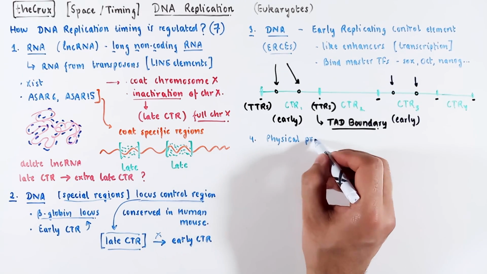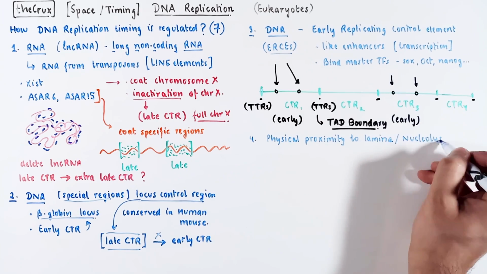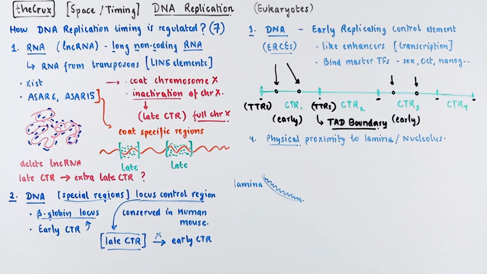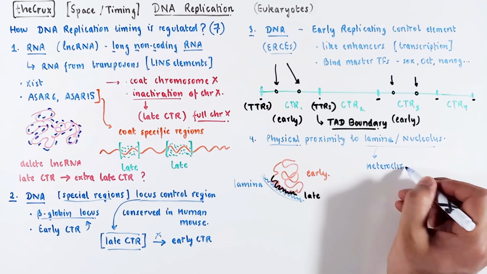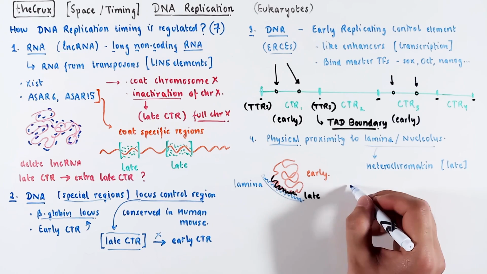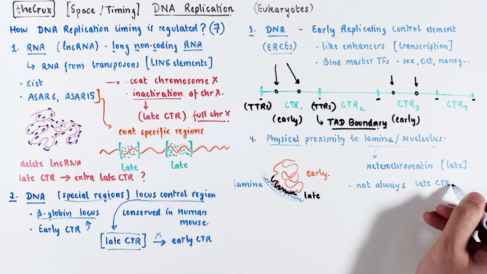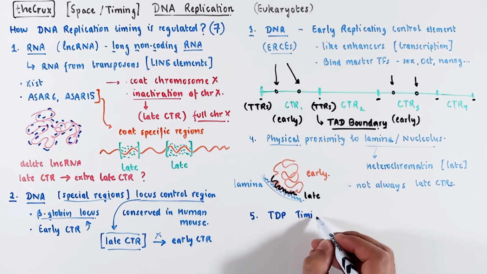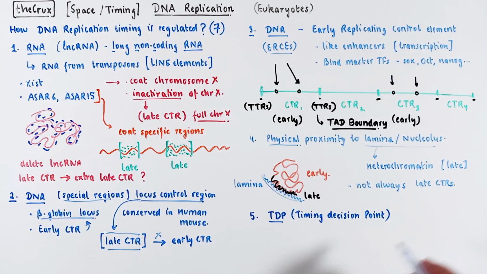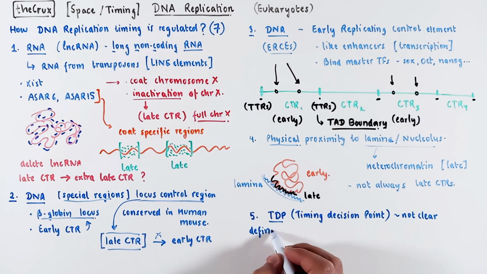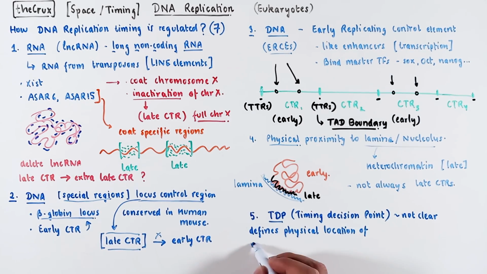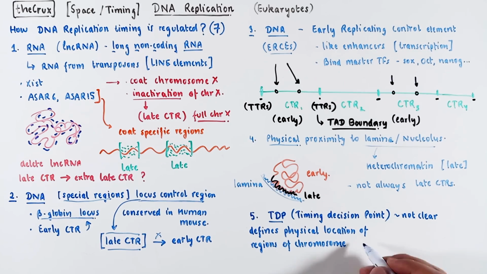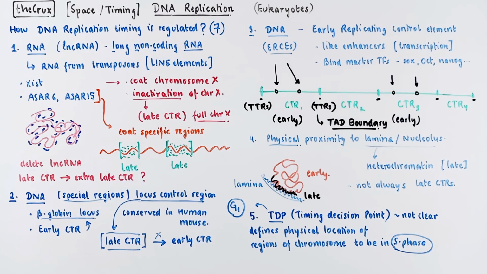Moving on, the fourth one is the physical proximity to lamina or nucleolus, or any heterochromatic feature in the nucleus. We already went over this, that proximity to lamina makes chromatin a late replicating region. However, this is not a rule, and I have point 5 to explain why. The timing decision point, which is a mystery feature that defines where a piece of DNA should be located in the nucleus when starting the replication in the S phase. TDP typically works in the G1 phase, so it defines the early CTR.